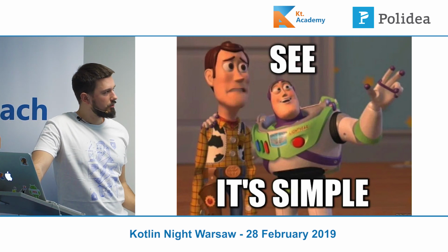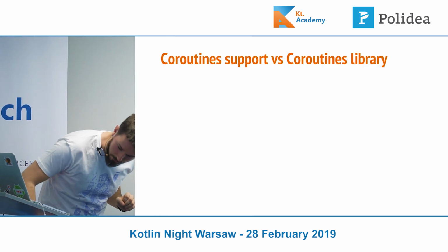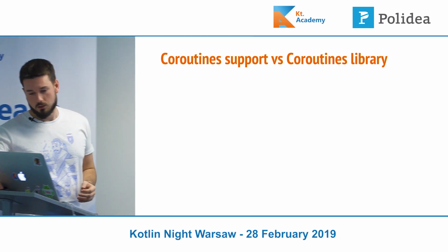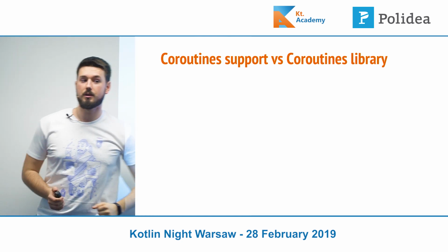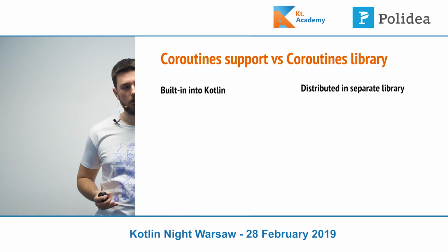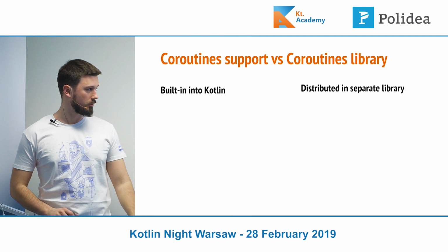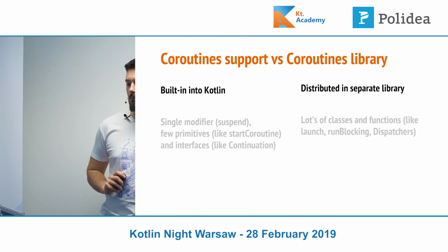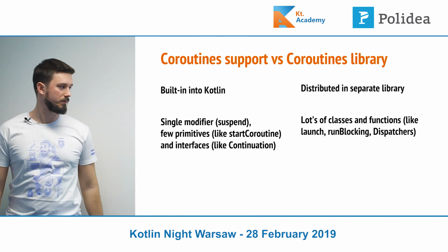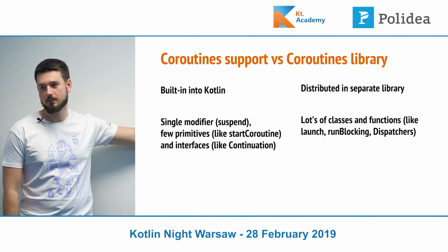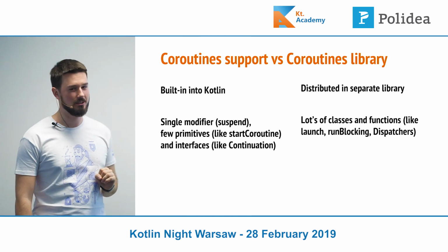What is there to be understood is that there are two concepts. There is Kotlin Coroutines support and Kotlin Coroutines library. And they need to be distinguished. What we are talking about right now is Kotlin Coroutines built-in support. It's something that is built into Kotlin, and you have it when you use Kotlin. But Kotlin Coroutines library is something that you need to add a library for. The difference is pretty big because coroutines support is pretty minimalistic. It has only the suspend modifier and a few primitives that are necessary there. Kotlin Coroutines library is pretty big and has many functions.